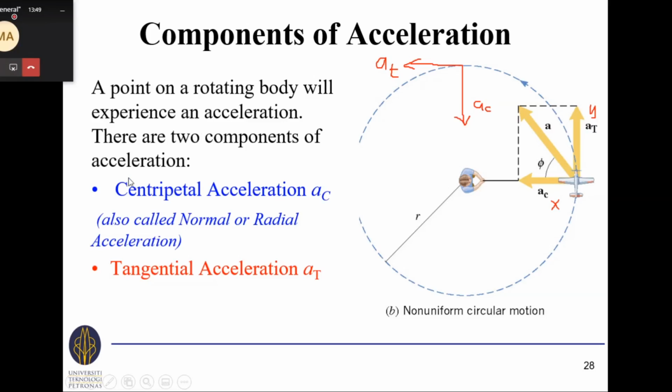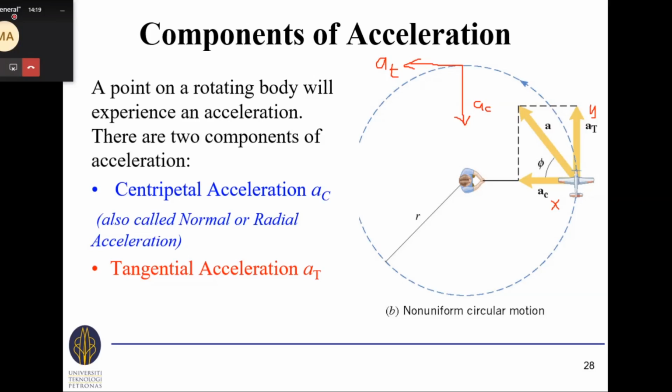Okay, and the point on a rotating body will experience acceleration. There are two components of acceleration. We call them centripetal acceleration and tangential acceleration. But bear in mind, for chapter 7, we normally discuss things about uniform circular motion. So uniform circular motion is where the speed is constant in circular motion, so you only have one type of acceleration. You call that centripetal acceleration, towards the center.